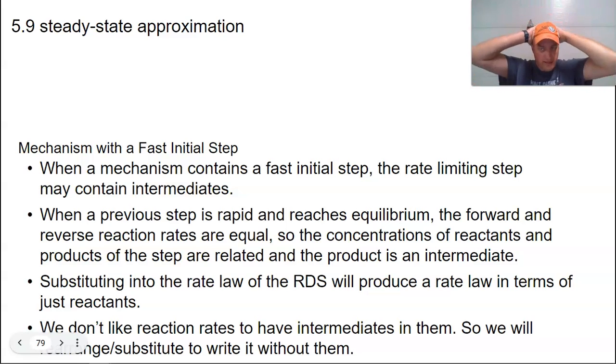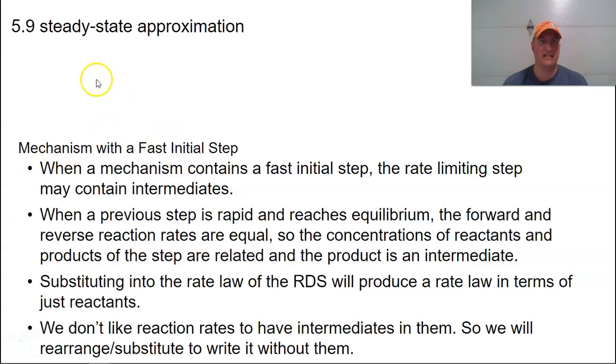Now, we just got done looking at the easiest type. But this is when we don't have the easiest type. It's called the steady state approximation. This is when you have a mechanism with a fast initial step, okay? Or I could say conversely, not a slow initial step. The rate limiting step may contain intermediates, so things that don't technically exist in the reactants or products.